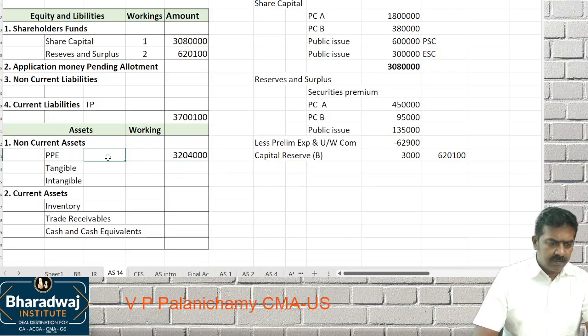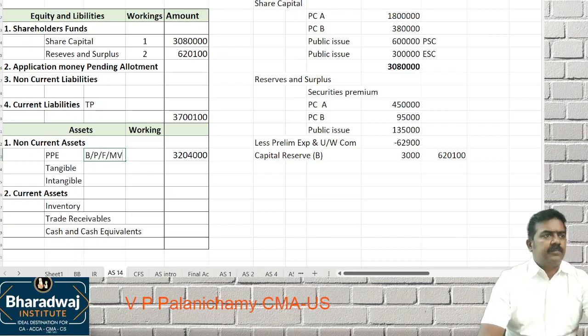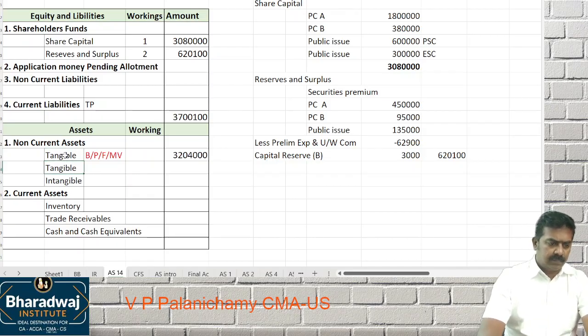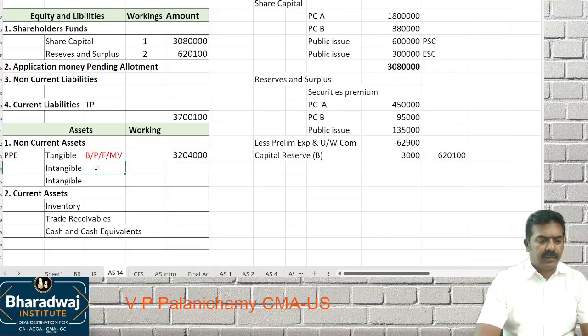What is it? What and all will come? Building, plant, furniture, motor vehicles. Investment separate out. Then the patent and goodwill will come.